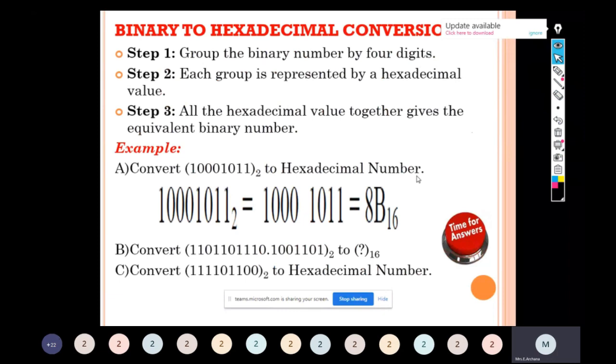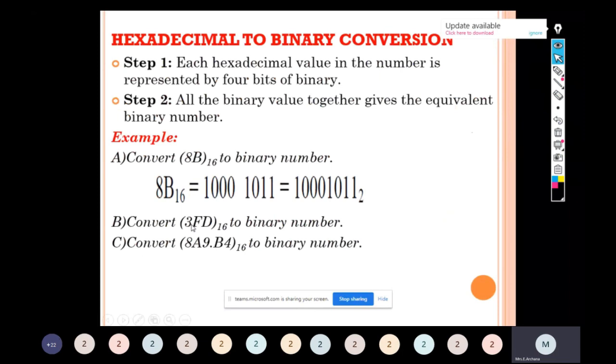So, 10001011. Start grouping from LSB. We have to group by 4 bits. Then we will get the corresponding hexadecimal number. So 1000 stands for 8. 1011 stands for B. So the answer will be 8B to the base 16 because we are going to convert as a hexadecimal number. So the base will be 16.